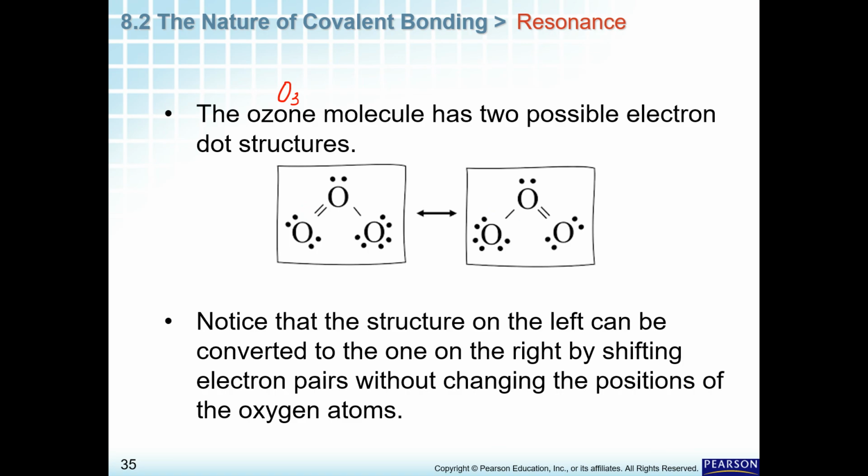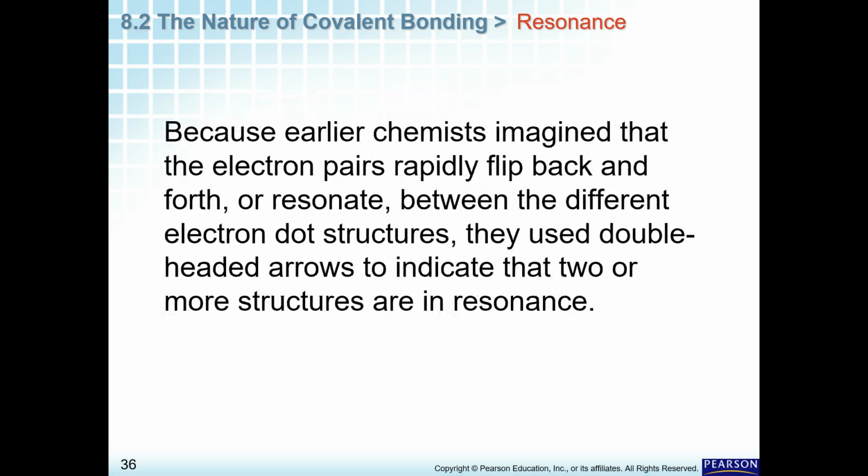And so notice all we did from the left to the right is shift where those electron pairs were placed without changing the position of those oxygen atoms. And this is a good example of resonance. Essentially, those electrons resonate or move between those two oxygen.